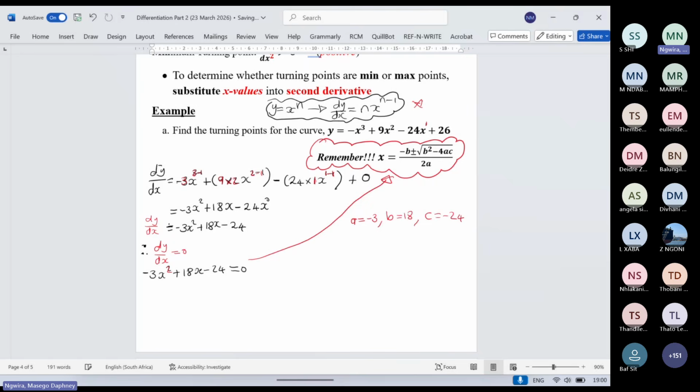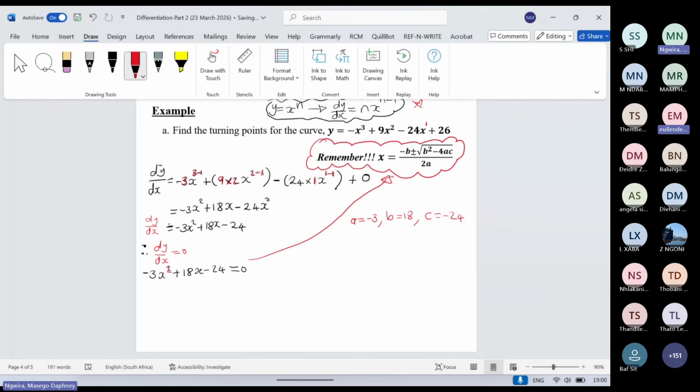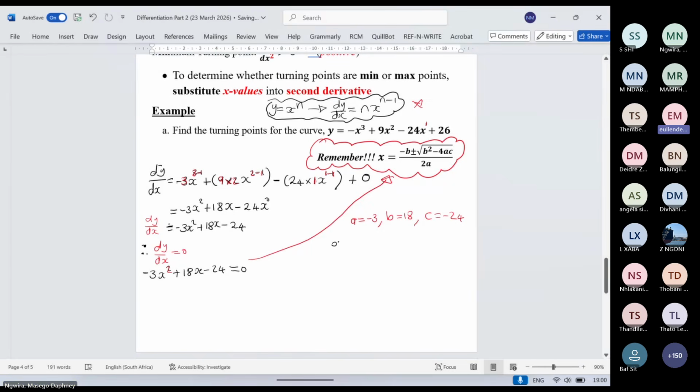I see someone's hand. Do you want to correct me? Hello, ma'am. How are you? Yes, I'm good, and you? I'm fine. I'm lost here. Can you please assist me? Where did you get the 18? Because I can see this one. What is 9 times 2?